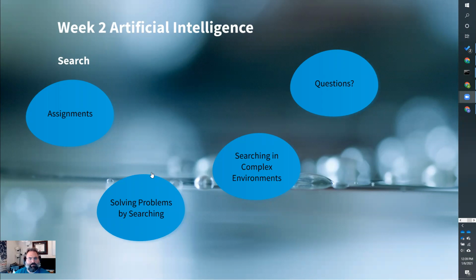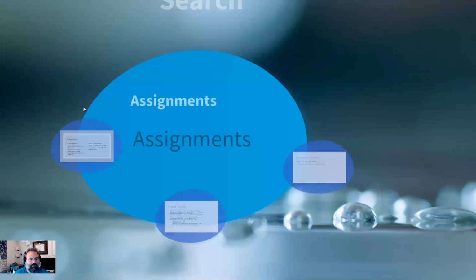We're going to be talking about search this week, and there's a couple chapters in the book we'll go through that address search in greater detail. Starting off, though, we're going to talk about the assignments that are due this week. Then we'll move into the chapters in the text.